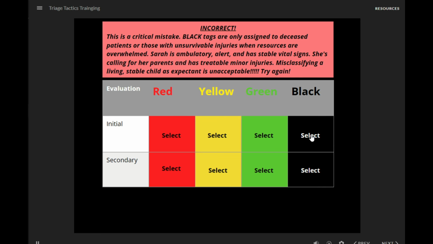Incorrect. This is a critical mistake. Black tags are only assigned to deceased patients or those with unsurvivable injuries when resources are overwhelmed. Sarah is ambulatory, alert, and has stable vital signs. She's calling for her parents and has treatable minor injuries. Misclassifying a living, stable child as expectant is unacceptable. Try again.